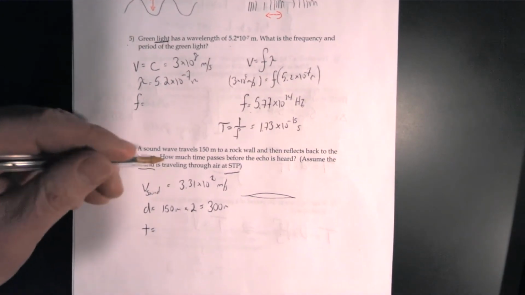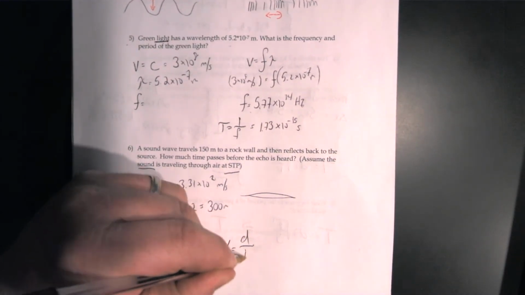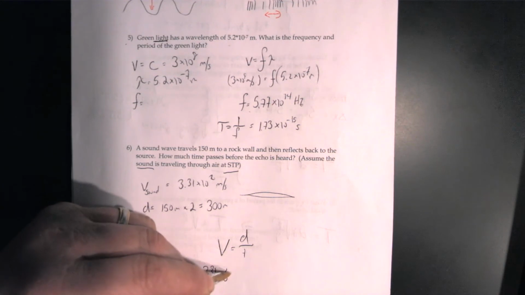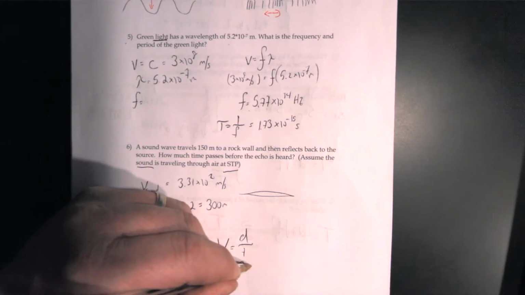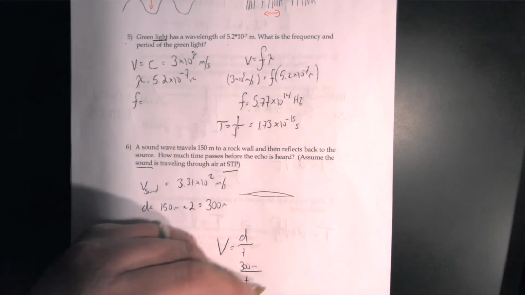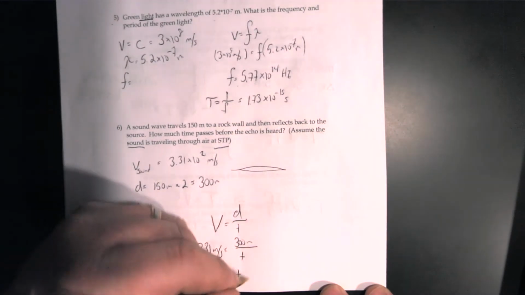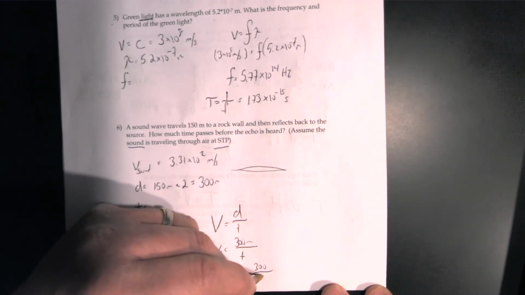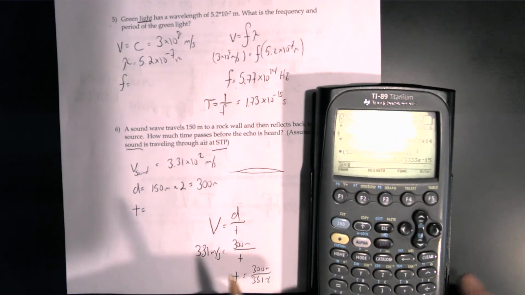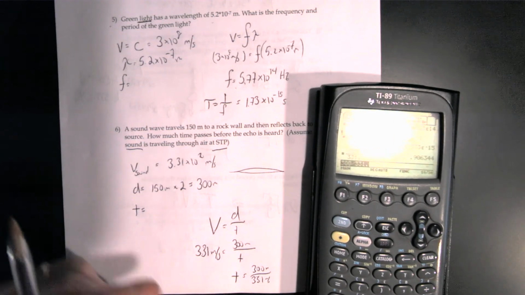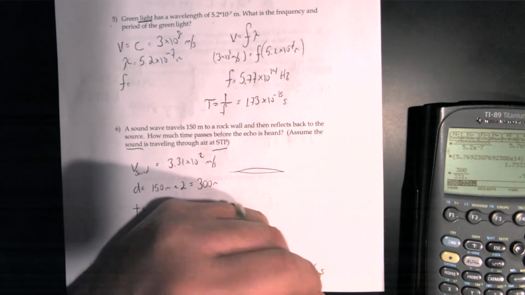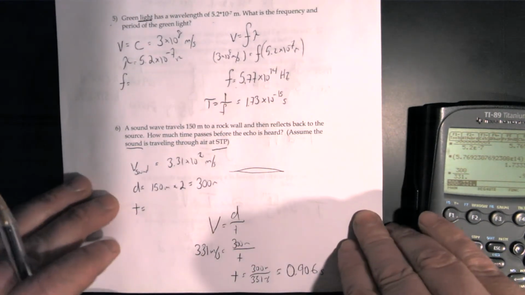This is our old school equation. So v is equal to d over t. So 331 meters per second is equal to the 300 meters divided by the time. So cross multiply that, and T is going to equal 300 over 331, meters over meters per second. So push that in the calculator, 300 divided by 331, and I'm going to get 0.906 seconds. So just a little under a second, 0.9 seconds.